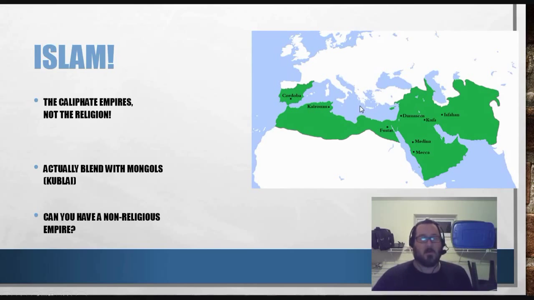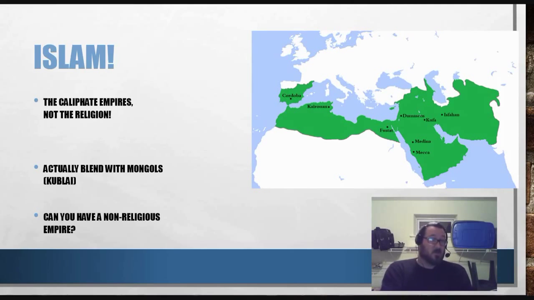And lastly, we're going to talk about Islam. No, we're not going to the religion. We've done that. We're going to talk about the Caliphate empires, the Abbasid, the Umayyad, all of those. If you look at this map here, you'll see that it goes all the way from Spain, that's where Cordoba is in the west, all the way through North Africa, through the Middle East, into Asia proper, and into India. Okay. This comes from the idea that Islam is supposed to spread. It's this religion of submission to God. It's wonderful. We need to make everyone follow that.